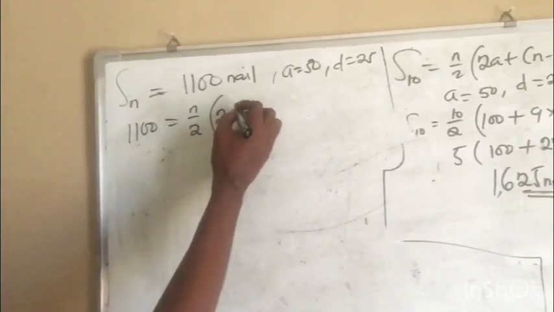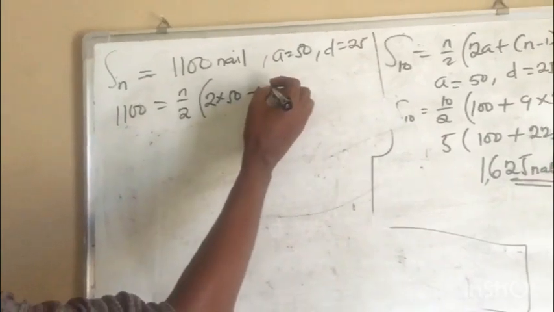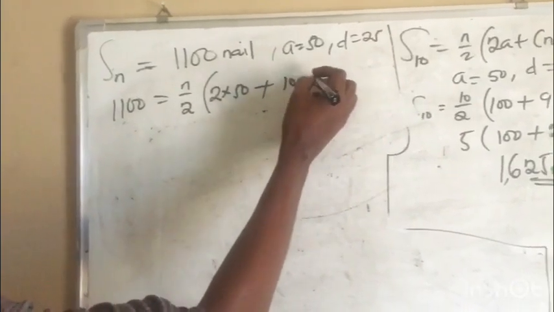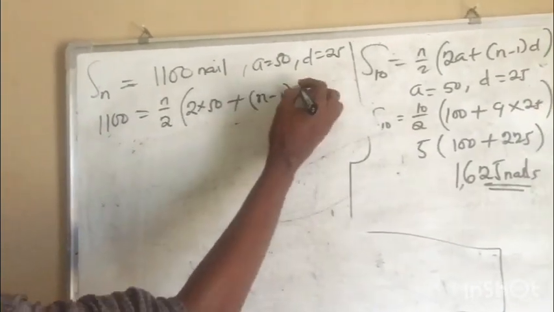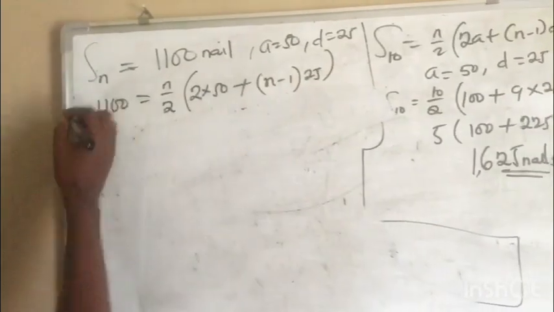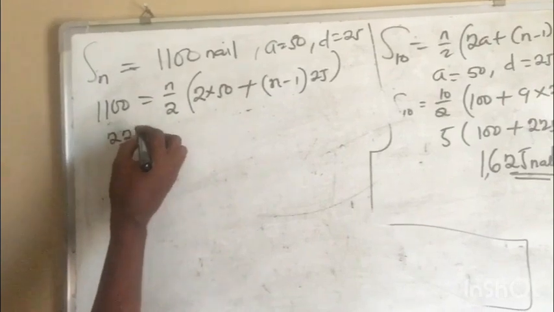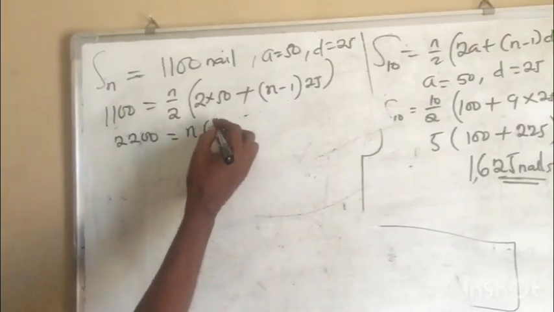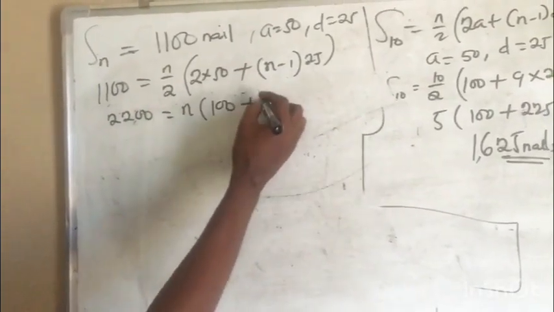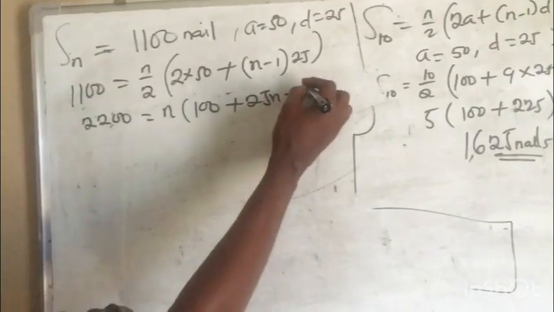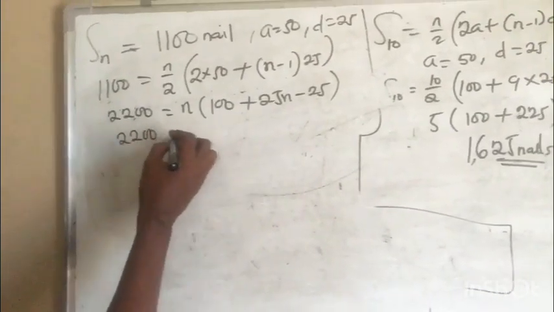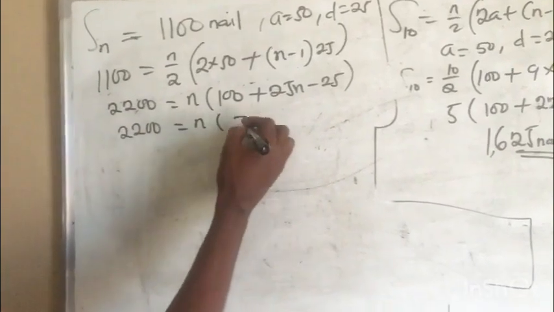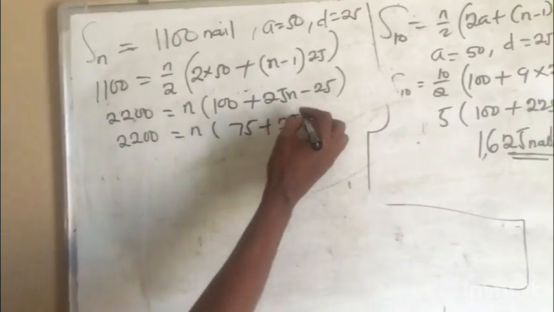2 times 50 plus, no, we are looking for N now, N minus 1 into bracket 25. So if you cross multiply, this will be 2200 equals N into bracket 100 plus 25N minus 25. This will be 2200 equals N into bracket 75 plus 25N.